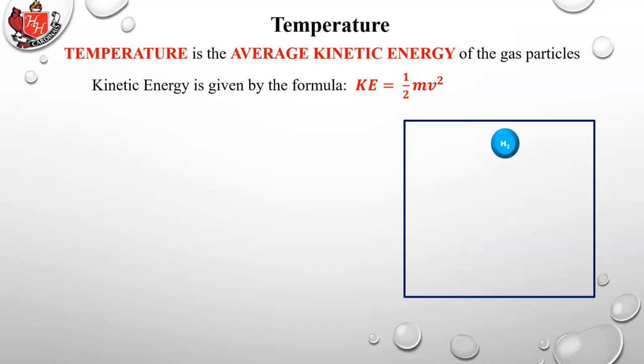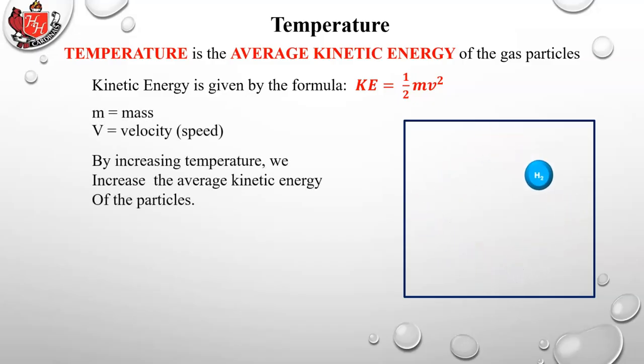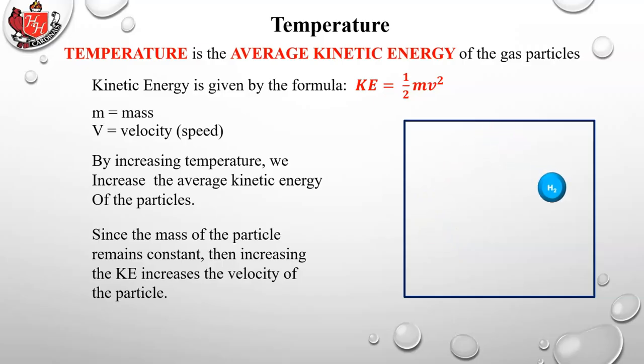So you can see from that formula, if you keep the mass the same, if it's the same atom or molecule, you don't change that, then as you increase kinetic energy, velocity increases. So we're going to say m is mass, v is velocity, and by increasing the temperature, we increase the average kinetic energy of the particles. Since the mass of the particle remains constant, then increasing the kinetic energy increases the velocity of the particle.